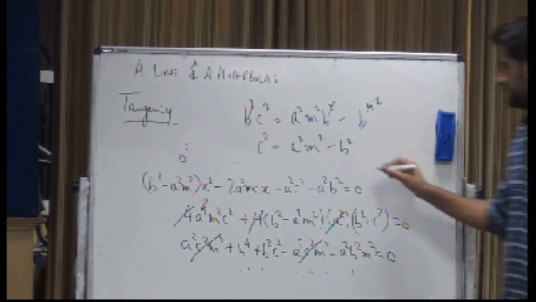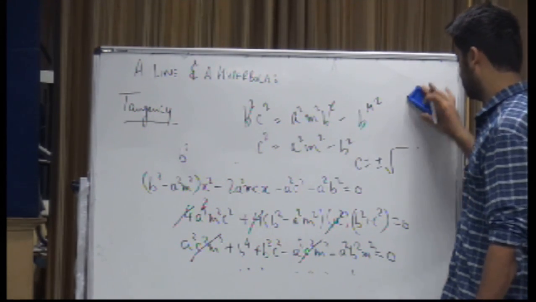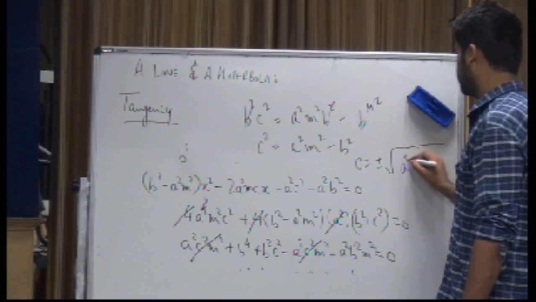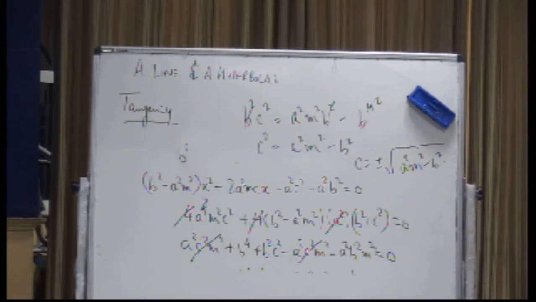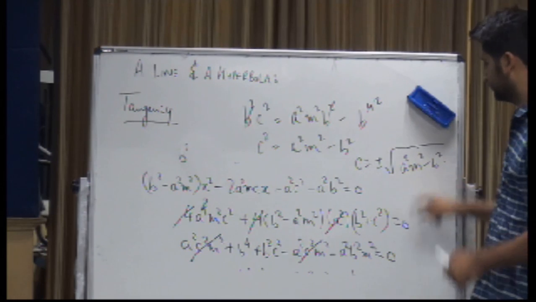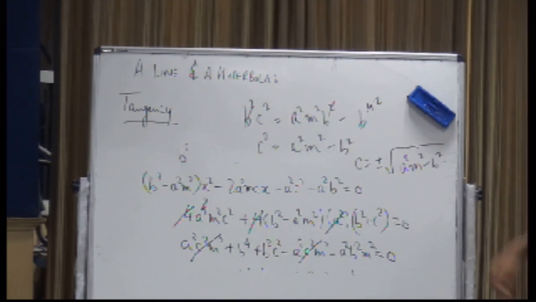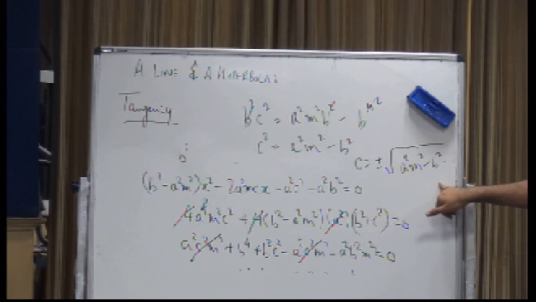So the value of c here will be plus minus root a square m square minus b square. Yes? Yeah, exactly. So instead of plus b square, which we used to get in ellipse, we are getting minus b square here. Okay.